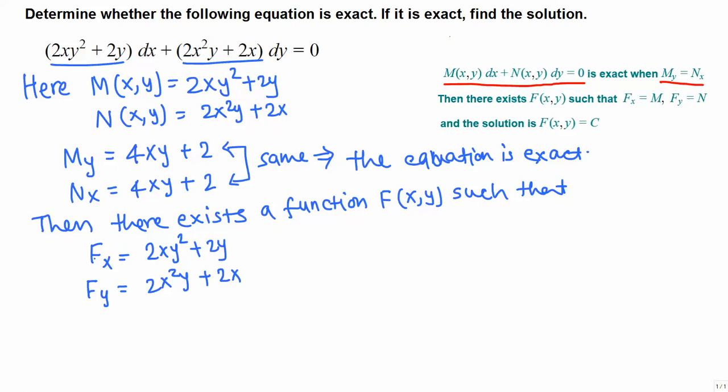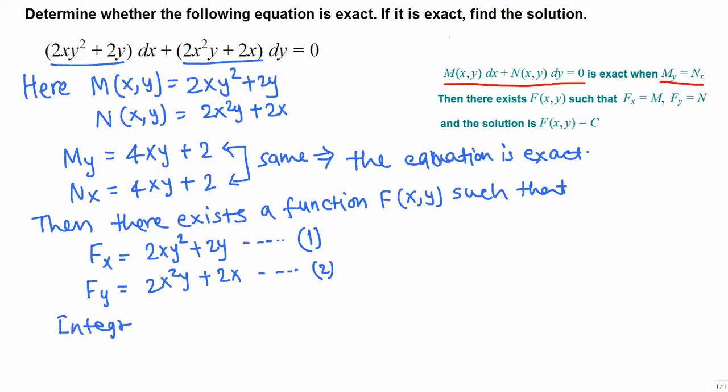Okay, so this is the partial derivative of f with respect to x. Let me label these 1 and 2. Let's integrate 1 with respect to x. Equivalently, we can integrate 2 with respect to y. It doesn't matter. I generally pick the easier function. In this case, both functions are about the same, so I'll pick 1.